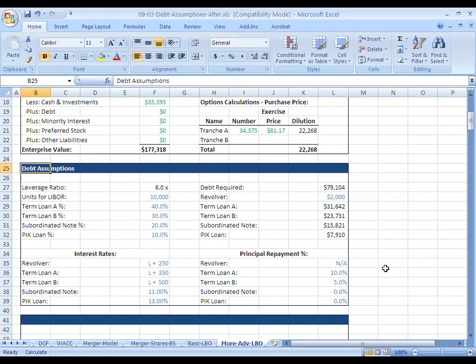So with these debt assumptions set, the next thing we need to do is, as with the basic LBO model, we're going to be looking at a sources and uses schedule. And we'll see how it's a bit different here because we have a lot more different types of debt and different types of fees, but in general, the concept is very similar. So that's what's coming up next. We'll be getting into our sources and uses schedule for this more advanced LBO model.